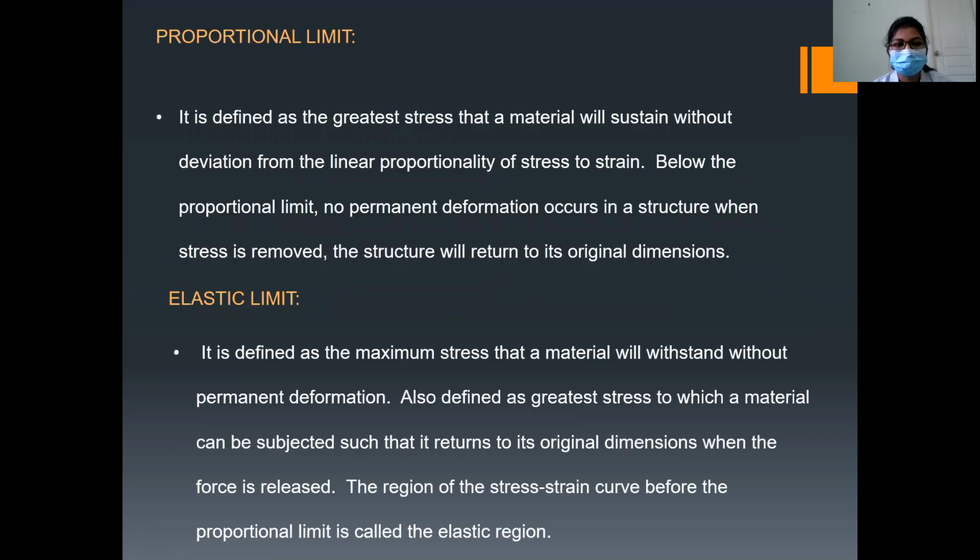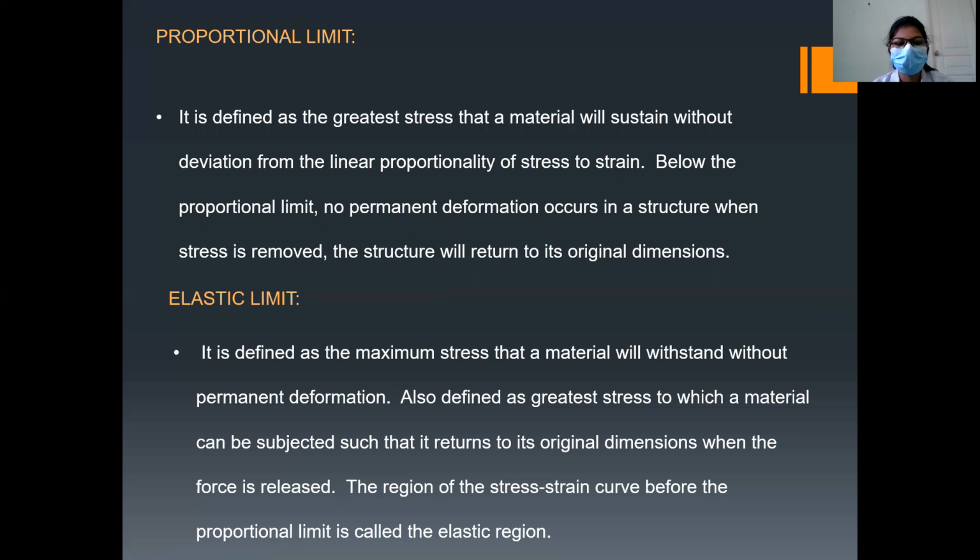Proportional limit. It is defined as the greatest stress that a material will sustain without deviation from the linear proportionality of stress to strain. Below the proportional limit, no permanent deformation occurs in the structure when the stress is removed. Structure will return to its original dimensions.